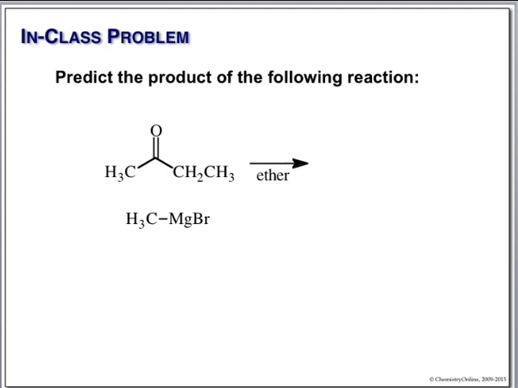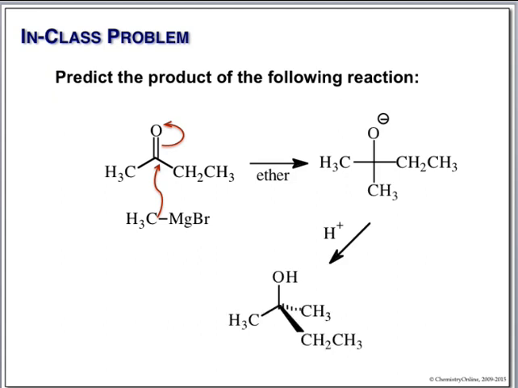Finally, let's look at a ketone here. Our nucleophile is going to be the methyl group from methyl magnesium bromide. It will simply attack the carbonyl carbon. There's our oxyanion. When we dump this into aqueous acid, we have now formed a tertiary alcohol.